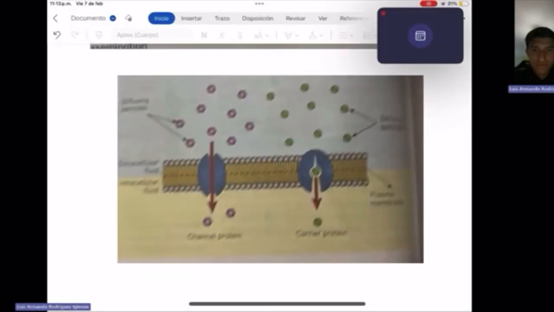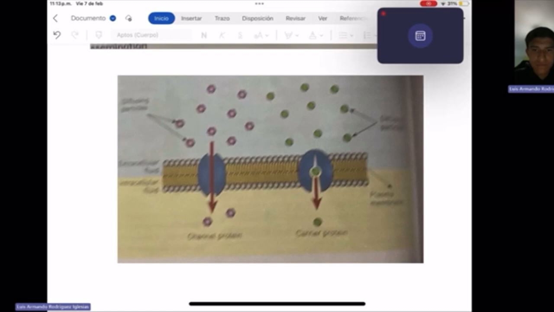Endocytosis: this is a process by which the cell engulfs materials from the extracellular environment by forming vesicles from the plasma membrane. There are three main types of endocytosis.